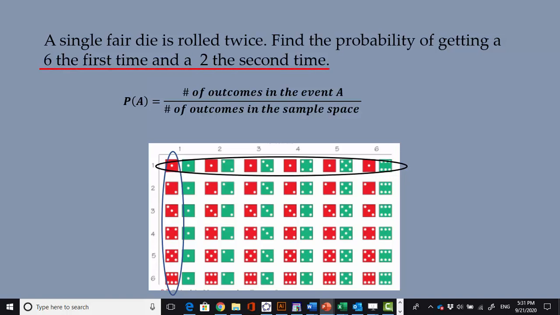Now let's look at the event. Roll a 6 the first time and a 2 the second time. It is just one particular outcome. So the probability of rolling a 6 the first time and a 2 the second time is 1 over 36. Actually, the probability of any particular outcome is 1 out of 36. All of these 36 outcomes are equally likely since the die is fair.